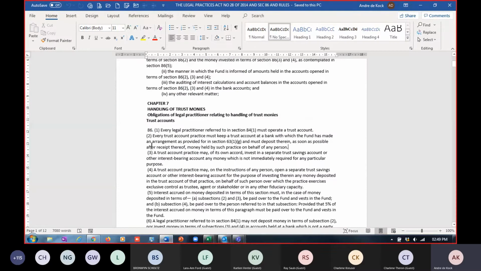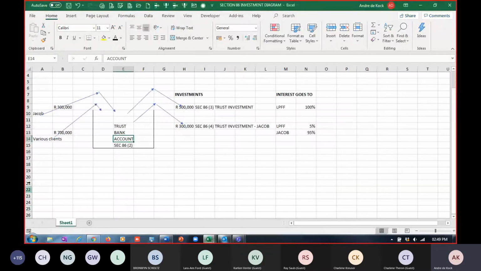Then it says, paragraph 86.3, a trust account practice, which is a legal practitioner, may, of its own accord, very important words here, invest in a separate trust savings account or other interest-bearing account any money which is not immediately required for any particular purpose. What the devil does that mean? Let's try and understand that. Let's go have a look at this here.